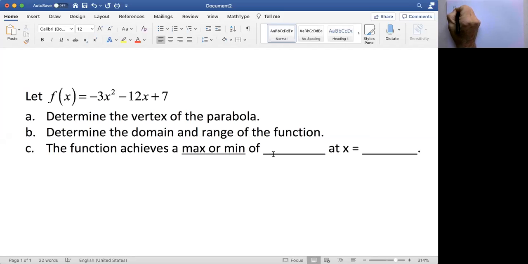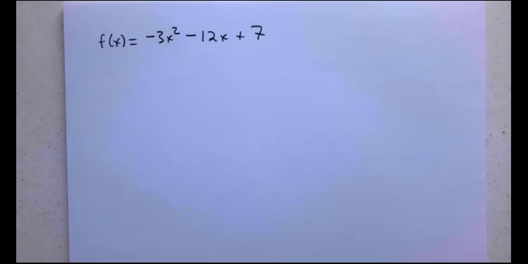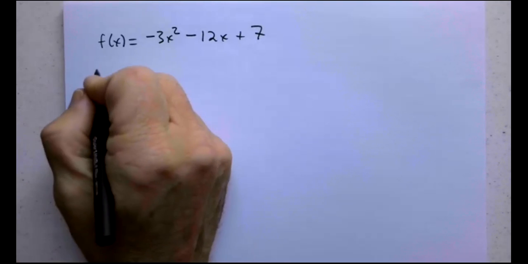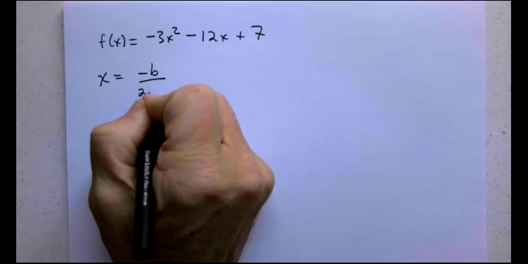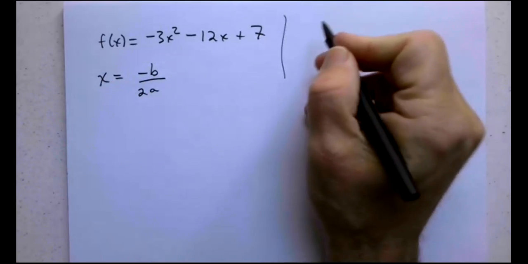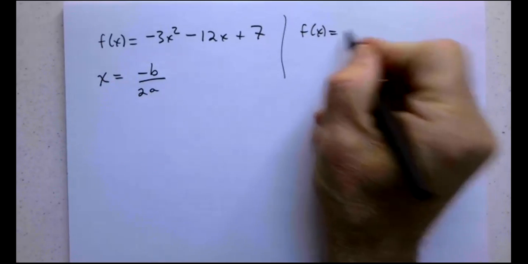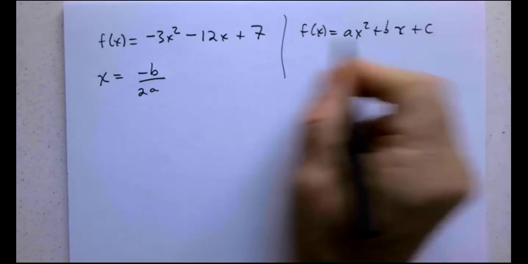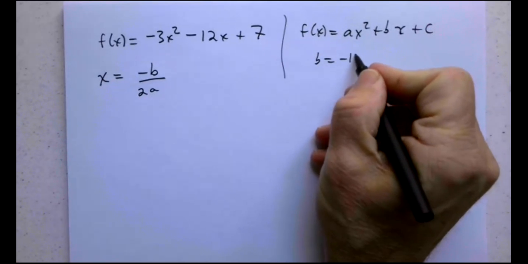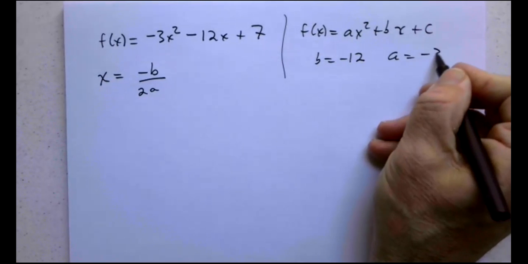F of x is negative 3x squared minus 12x plus 7. This is what we are starting with. And we want to find the vertex. So remember, the x value of the vertex is going to be at negative b over 2a. And our general form, right, is f of x is ax squared plus bx plus c. So if that's the case here, b is negative 12, a is negative 3.